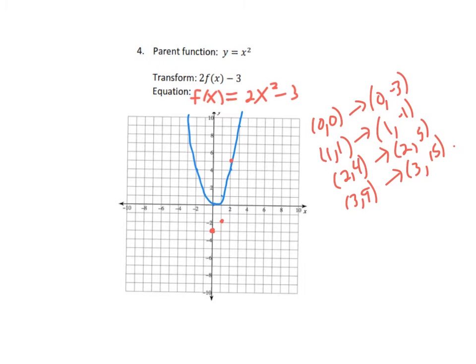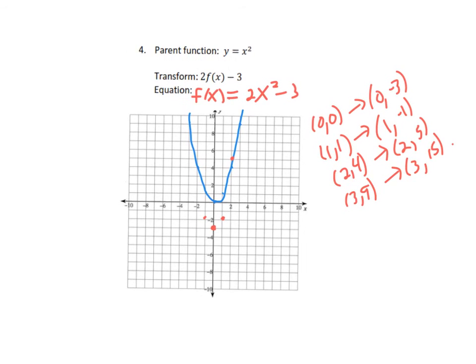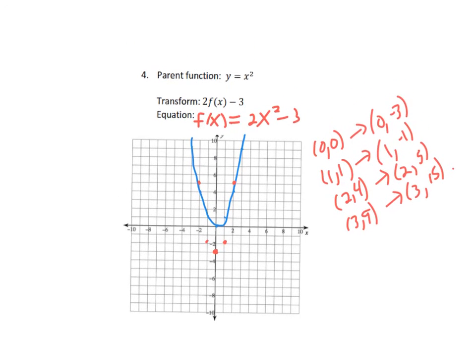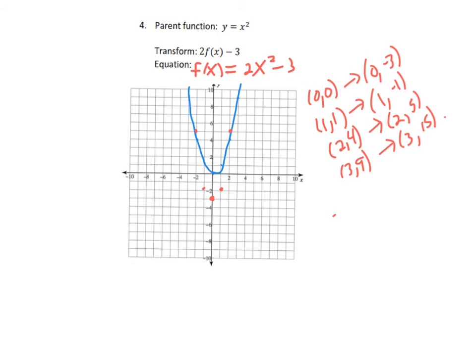And that will not fit on this grid. So I'm only going to be able to graph the 3 points that I have here. And then the axis of symmetry did not change, so I'm going to draw the symmetrical points across the axis and then see if I can sketch in the graph. Okay, so we can see that it shifted down and it also got thinner.